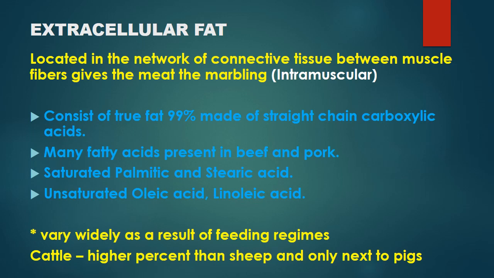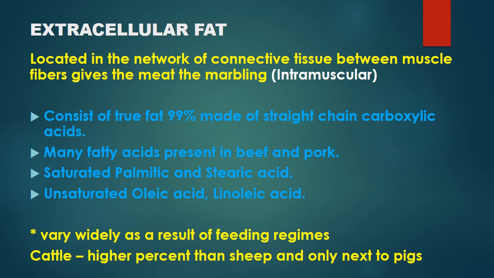This fat consists of true fat, about 90% made of straight chain carboxylic acids. Many fatty acids are present in beef and pork, which we have discussed earlier. The saturated fatty acids most commonly are palmitic and stearic acid, and the unsaturated fatty acids are sometimes palmitoleic but more commonly oleic acid and linoleic acid.